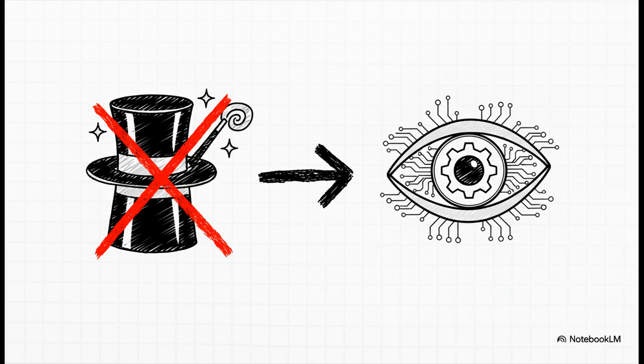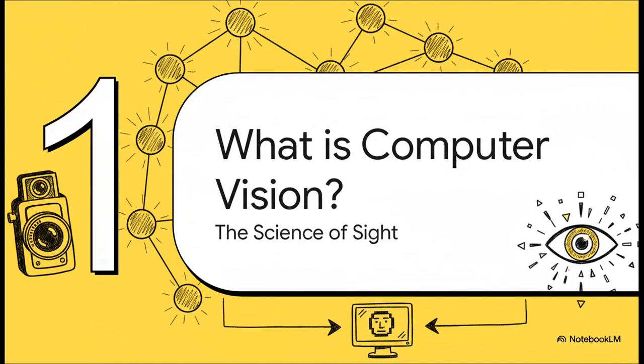It's a field of artificial intelligence called computer vision, and it's the secret sauce behind so many things we now just take for granted. So, what is computer vision really? What's the big idea? Let's start at the beginning and trace it back to its, well, surprisingly ambitious roots.